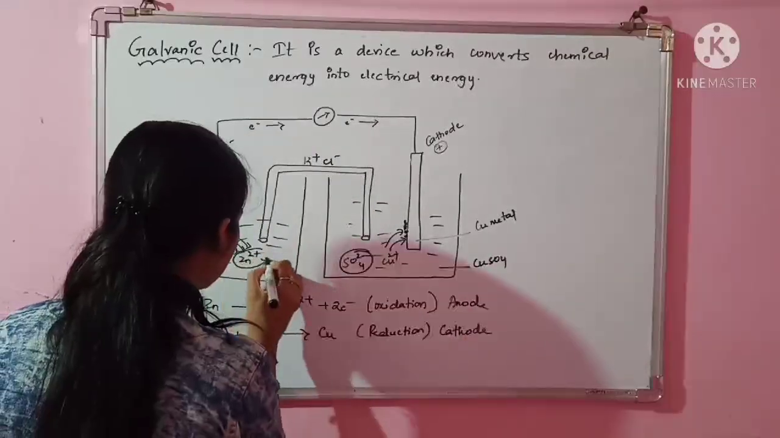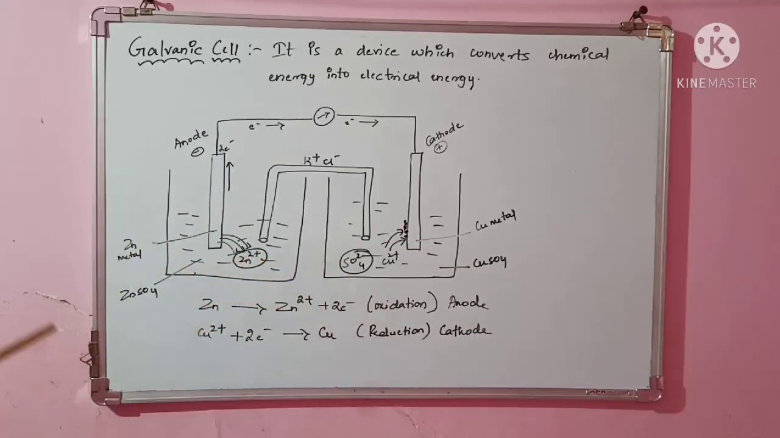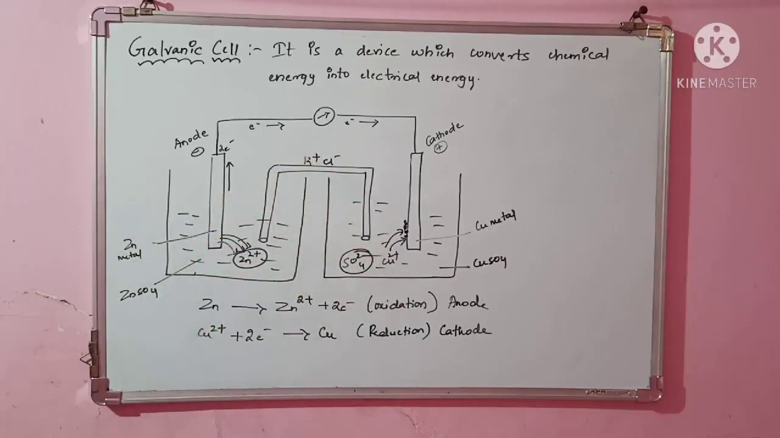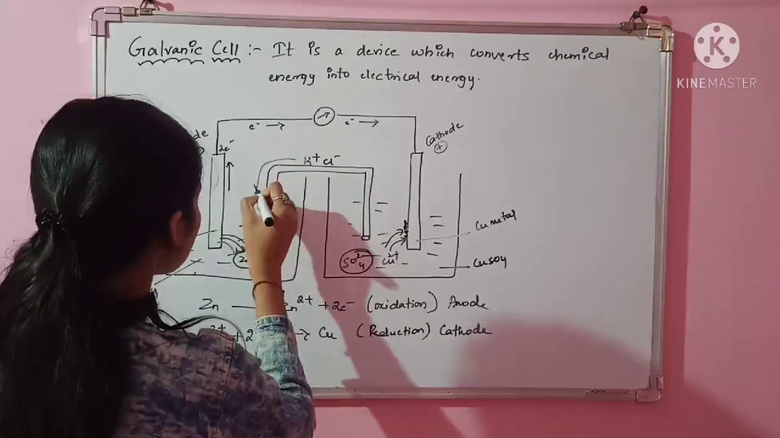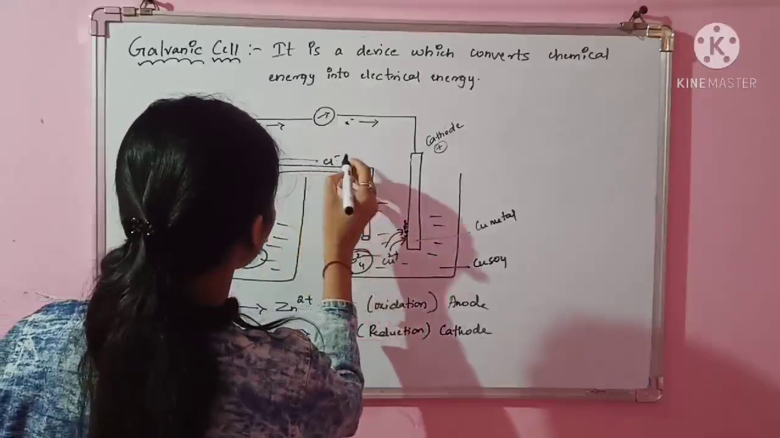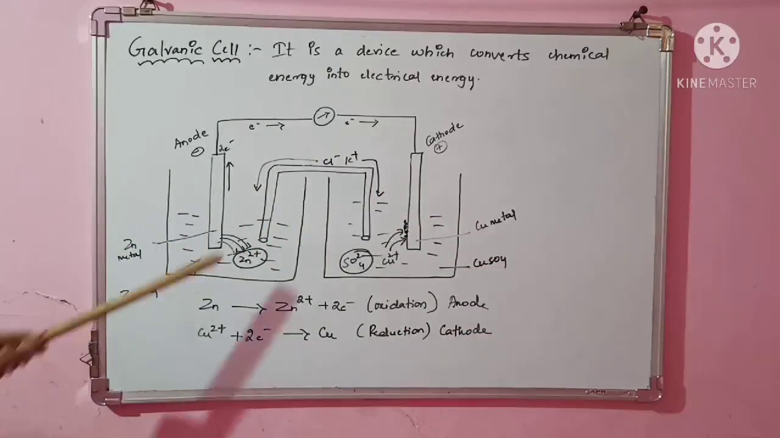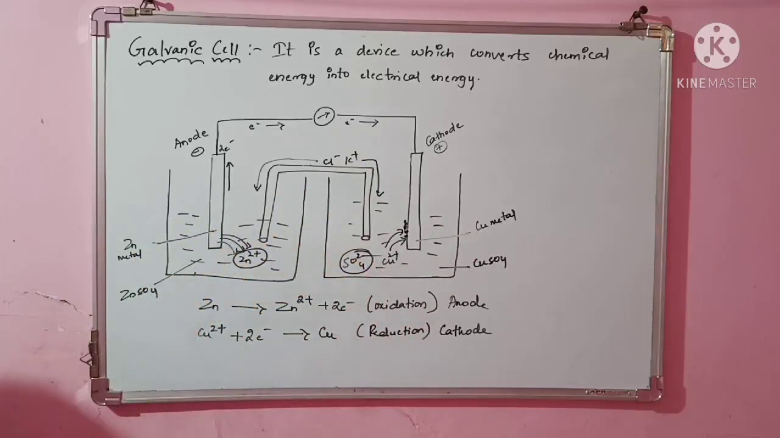And here your Zn2+ is there in the solution. Now these both are charged, isn't it? So such charged particles should not be there in the solution. It should be neutralized. So how to neutralize this Zn2+ and SO4 2-? This can only be done through the ions of your salt bridge. Cl- will migrate towards this compartment, and K+ will migrate towards this compartment through the salt bridge. So the Cl- will react with Zn2+ and K+ will react with SO4 2-.